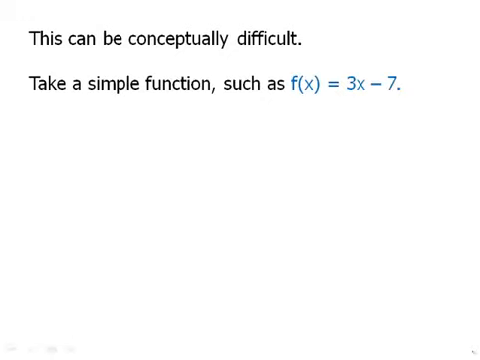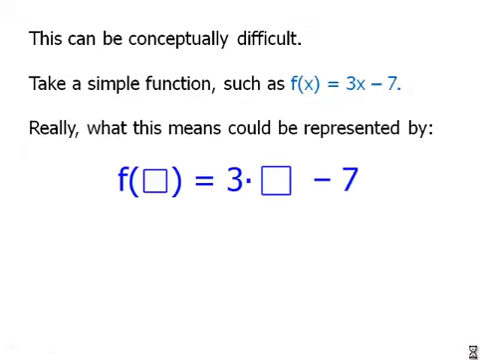Take a simple function such as f of x equals 3x minus 7. So this is a rule that says give me any input, I'll multiply it by 3, and then I'll subtract 7. And that will be the output. Really, we could write it in this form: f of empty box equals 3 times empty box minus 7, with the understanding that we could put anything we want into that empty box as long as we put the same thing into the empty box on the other side. We could put a number into that empty box, we could put an expression into that empty box.